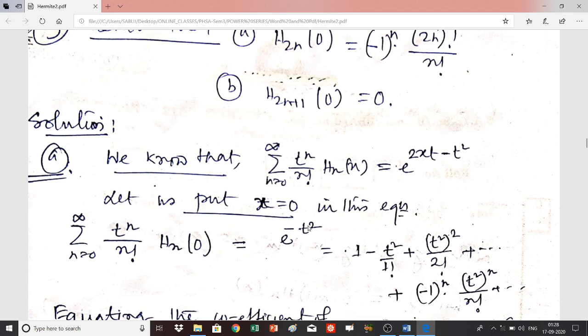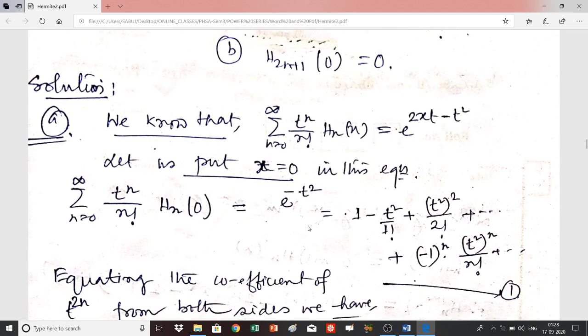So e to the power minus t square, if you expand this term, will give the result as given here. You know that e to the power minus x is 1 minus x by 1 factorial, then plus x square by 2 factorial, and so on.